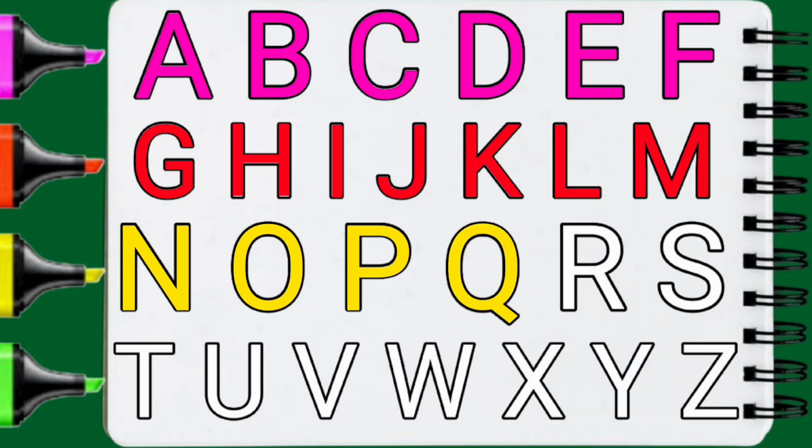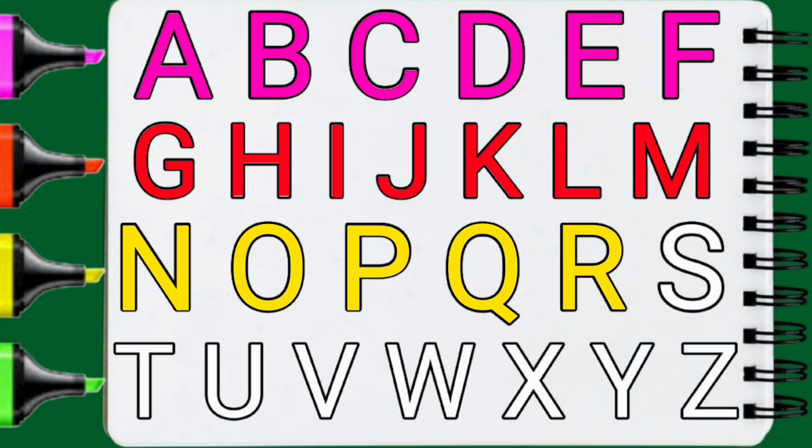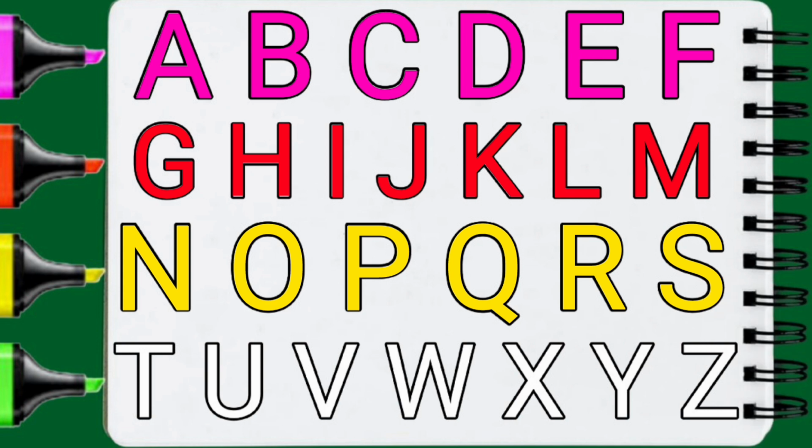Q for queen. R for rose. S for sheep. T for tiger.